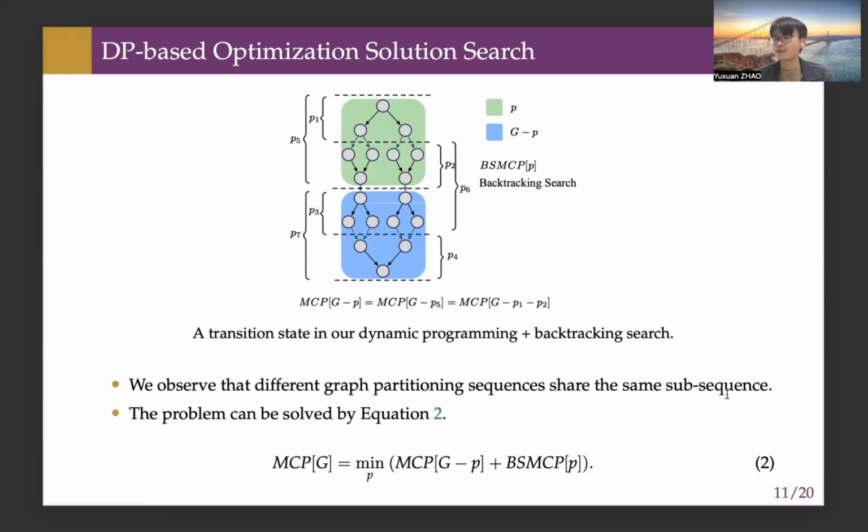We optimize P with the backtracking search method and reduce the problem to a sub-problem, finding the optimal solution for G minus P. The figure here shows the transition state in our dynamic programming plus backtracking search algorithm. At current state, P5, we can directly retrieve the solution for the sub-problem G minus P5 cached in previous step by G minus P1 minus P2.